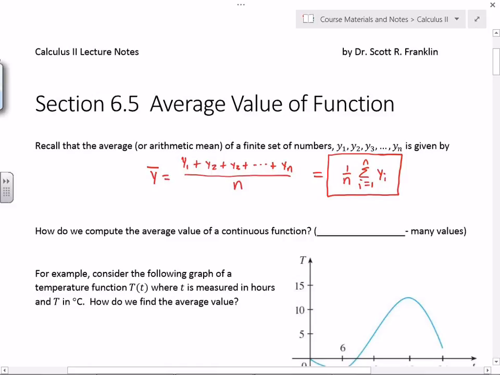But the question now is, how do we compute an average value for a continuous function? That's when you have infinitely many values. So there's no n, there's no total number of these things that you can add up, and you don't have an n to divide by. You'd have an infinitely long series on top and a 1 over infinity out in front.